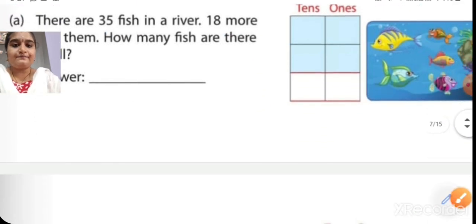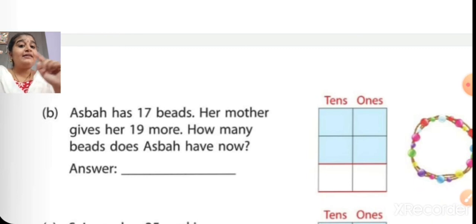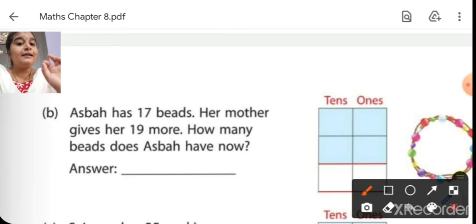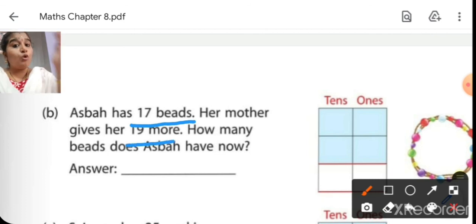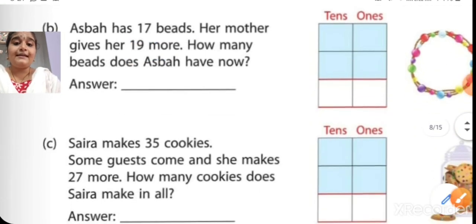Next question. Ashab had 17 beads. Okay? Her mother gives her 19 more. How many beads does Ashab have now? So 17 beads and 19 more. So 17 plus 19. You are going to add. Okay? Yes. Next one.